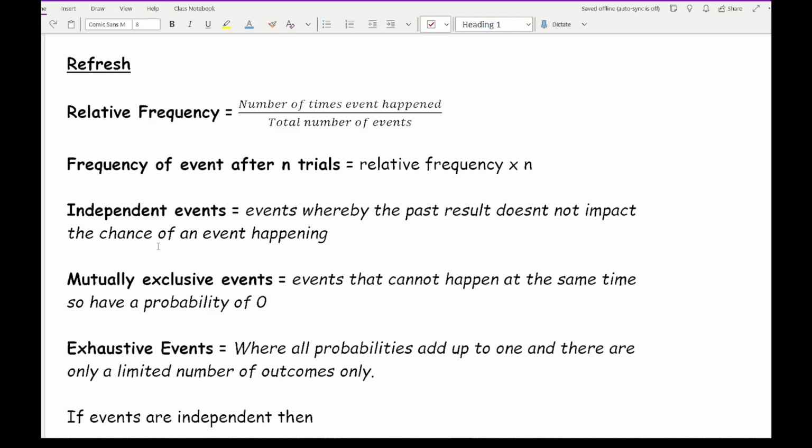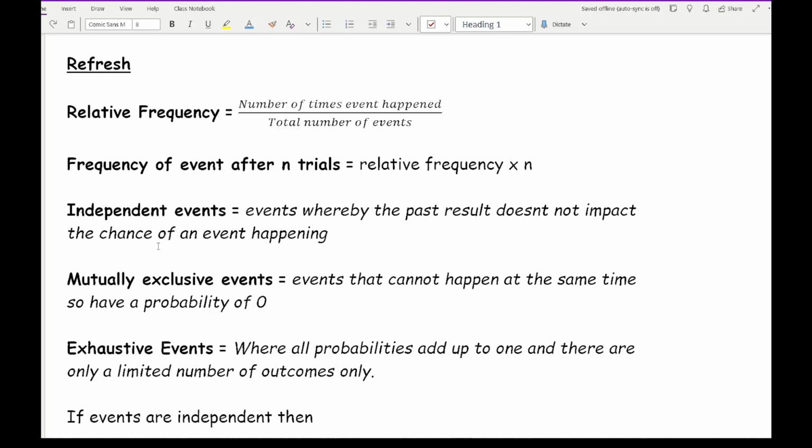So to work out relative frequency, it's the number of times the event has actually happened over the total number of times, and this usually comes in the form of a table where you are picking out a frequency and dividing it by the total frequency, which will therefore give you the relative frequency.